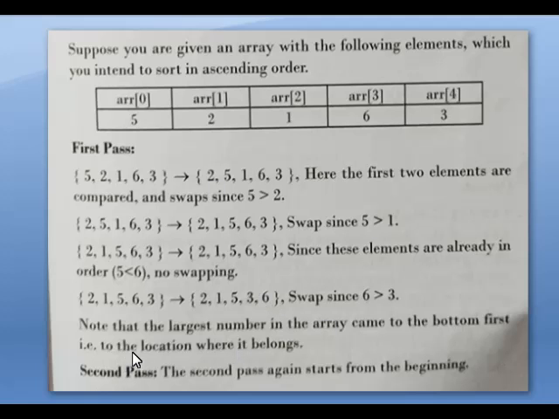See, in this array we are seeing that it is not arranged in ascending order. So in the second pass we are going to start from the beginning. Now the array is like this: 2, 1, 5, 6, 3.